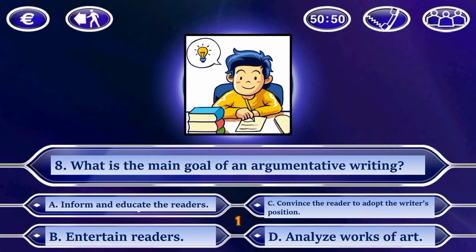Number 8. What is the main goal of an argumentative writing? Is it A. Inform and educate the readers, B. Entertain readers, C. Convince the reader to adopt the writer's position, or D. Analyze works of art? Answer is letter C. Convince the reader to adopt the writer's position.